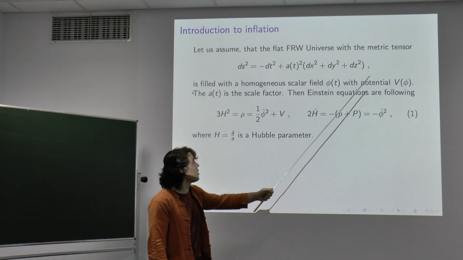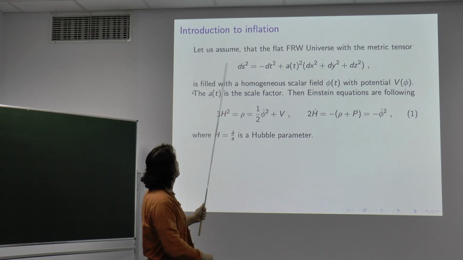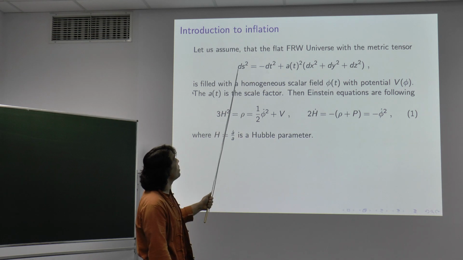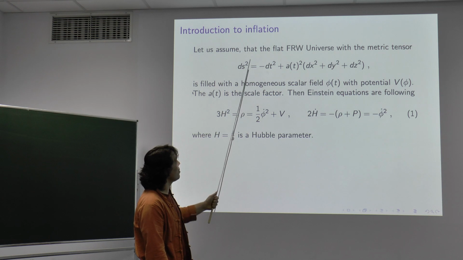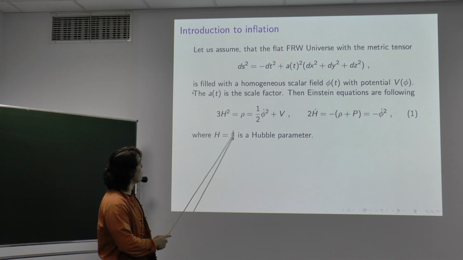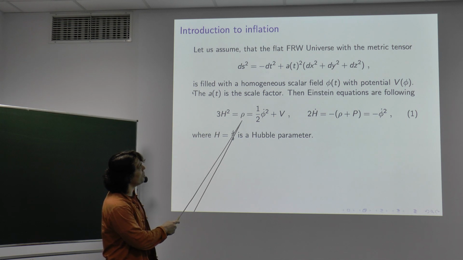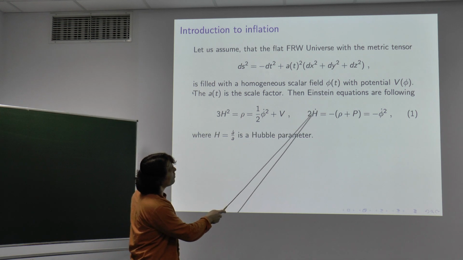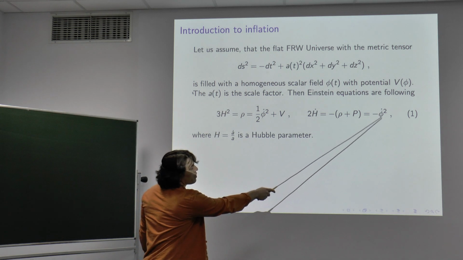Okay, so the scalar field has a potential term, it has some kinetic term, and then you can ask yourself how the scale factor evolves. You write the Einstein equations for this metric tensor and for this matter, and they simplify into the so-called Friedman equations. Here you have the Hubble parameter, which tells you how quickly the scale factor grows, and it grows as quickly as the energy density of the universe. And here you have the time derivative of the Hubble parameter, which is pretty much the kinetic term.